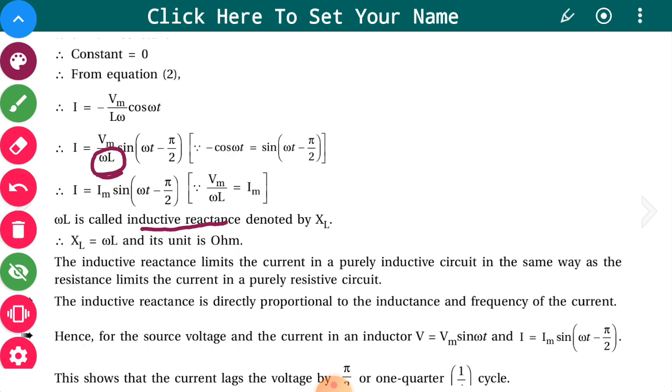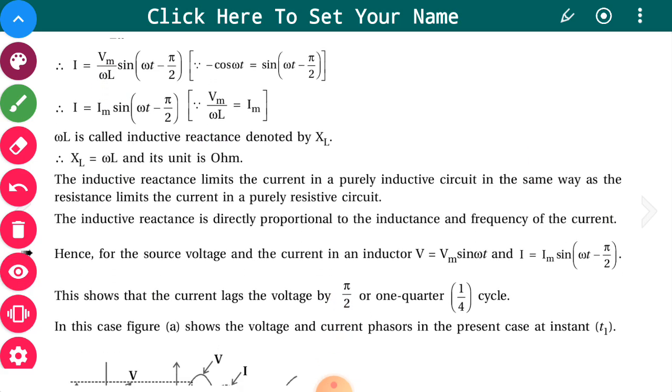There, in the resistor, it was Vm upon R. Here it is omega L, which is called the inductive reactance and is denoted by XL. So XL is equal to omega L, and its unit is ohm. The inductive reactance limits the current in a purely inductive circuit in the same way as the resistance limits the current in a purely resistive circuit. So both have the same function.